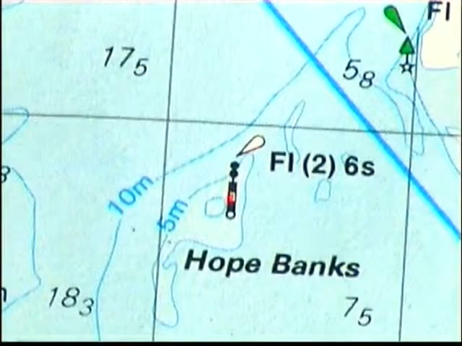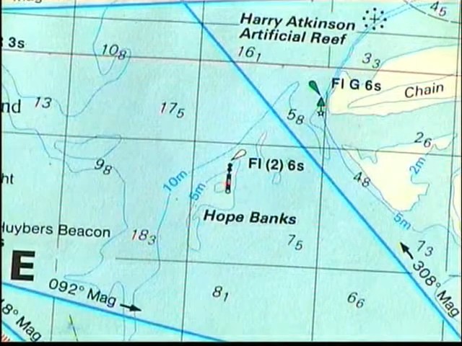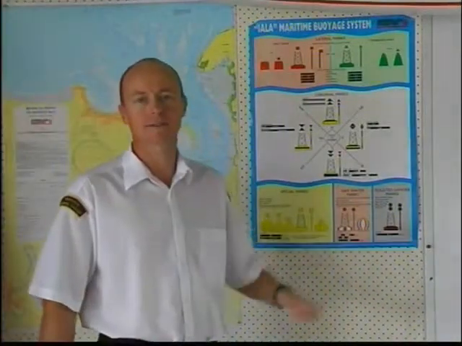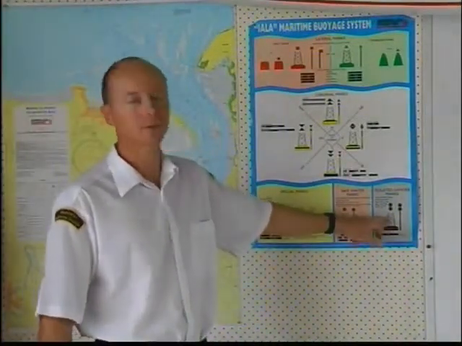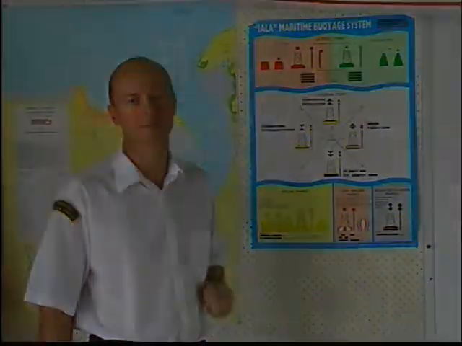Here's an example of how an isolated danger mark looks on a chart. You can see it's red and black bands with two black balls on top. The Hope Banks is a little reef area which comes up to within a couple of feet of the surface. The idea of it is that there's navigable water all around, but this little reef area is in the middle of all that, so they've put a danger mark there to say you can pass either side of it and all around it, but just don't go near it. Now an easy way to remember an isolated danger mark is that it's red and black, just like a redback spider. It's got two black balls on top, so it's a redback spider with two black eyes. Nasty thing, keep away from it.